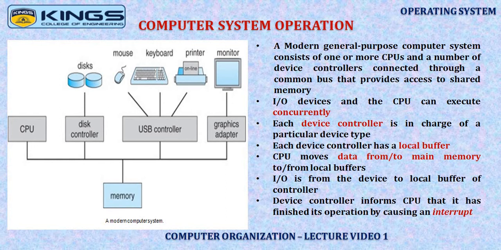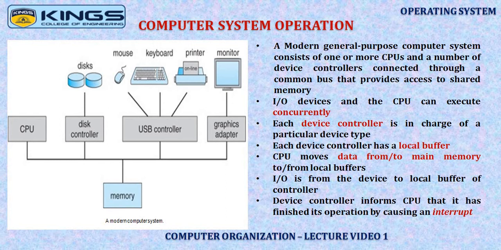A general purpose computer system consists of one or more CPU, I/O devices, and memory unit. Looking at this figure, we can identify that each I/O device has a device controller. For storage disk, we have the disk controller. The USB based devices, mouse, keyboard, printer, are all connected to the USB controller. So the USB based I/O devices are connected to the system with the help of a USB controller. Monitor is connected with the help of the graphics controller or a graphics adapter.